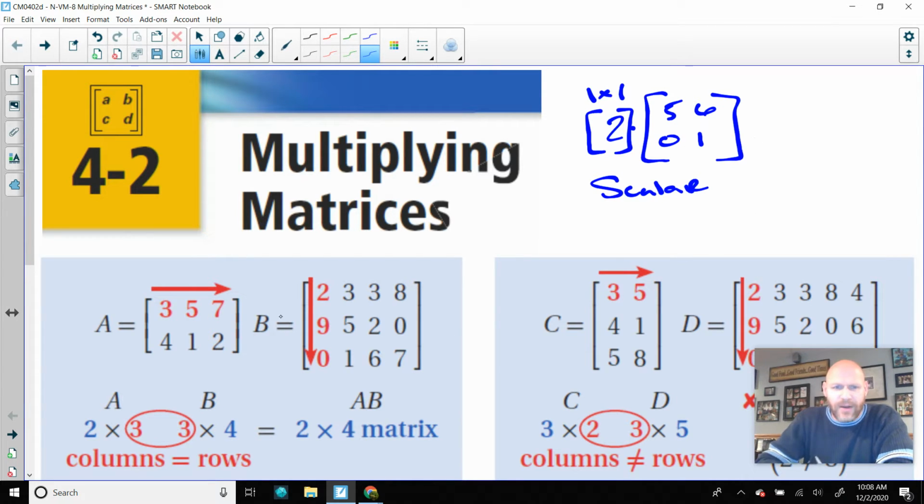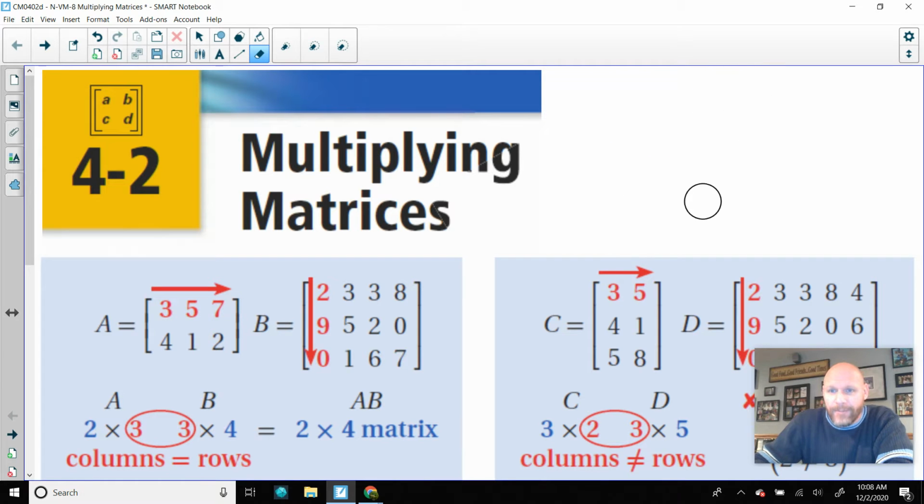But if I take two matrices that are different sizes, that are more than just 1 by 1, and I go to multiply these bad boys, the mechanics of it are considerably different. You don't just multiply every number to every number. And so the first thing that you have to recognize is that some matrices you can multiply together, and some you can't.